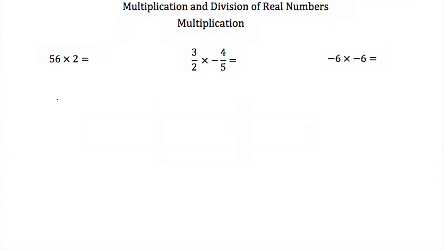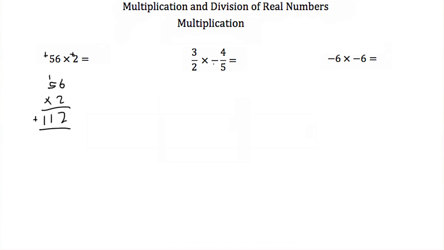Here we have 56 times 2. So multiply them together, we'll get 112. Now 112 is a positive 112 because both 56 and 2 are positive numbers. Let's look at our next example.